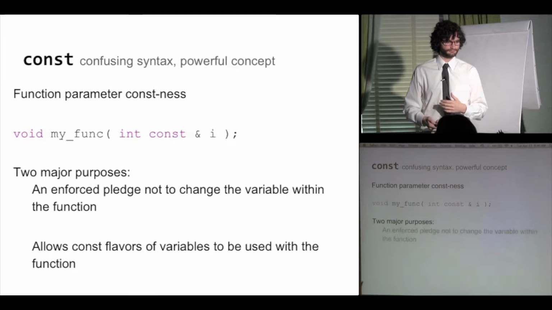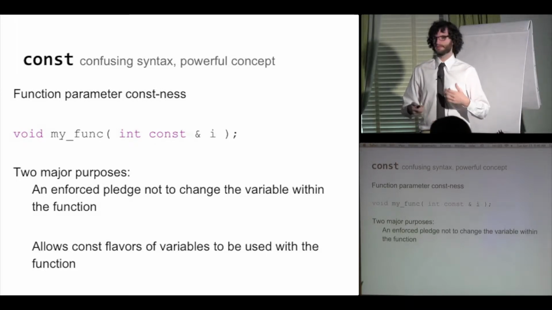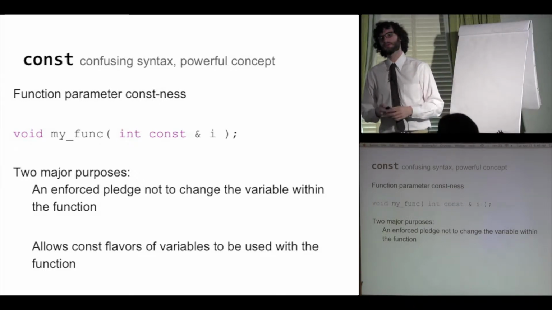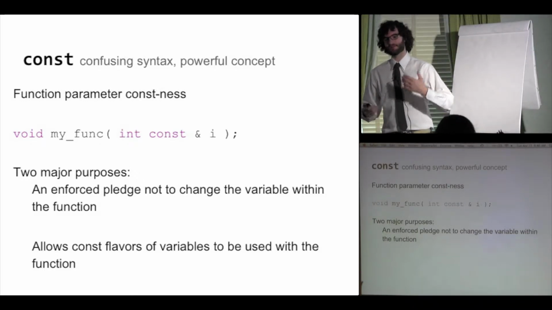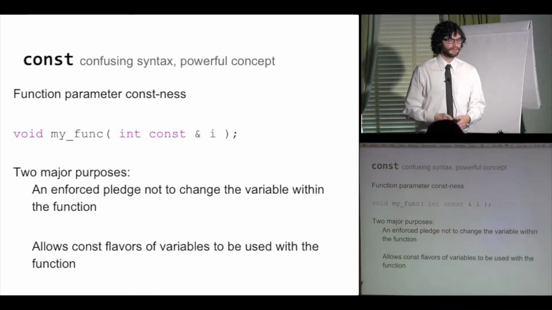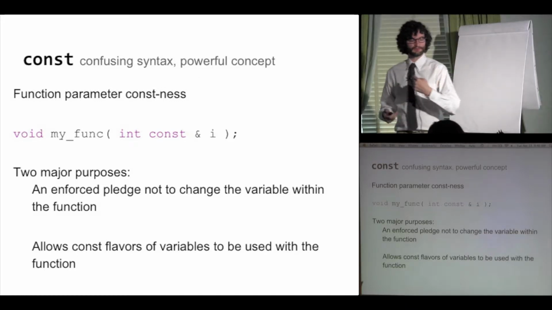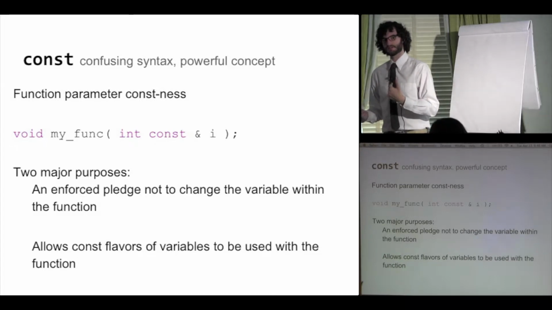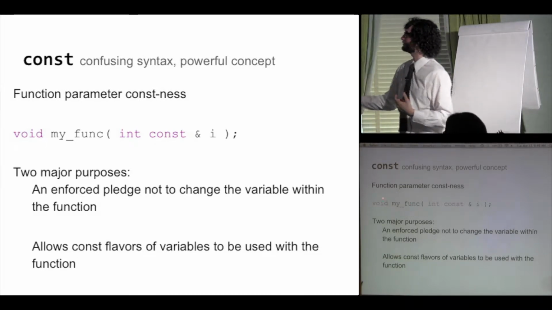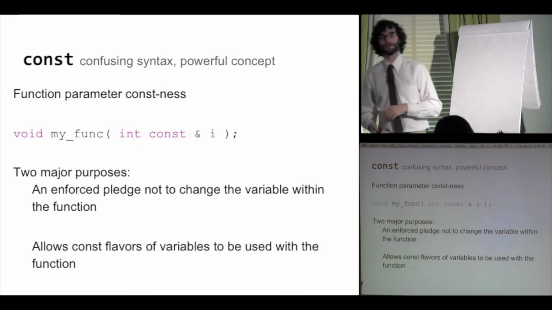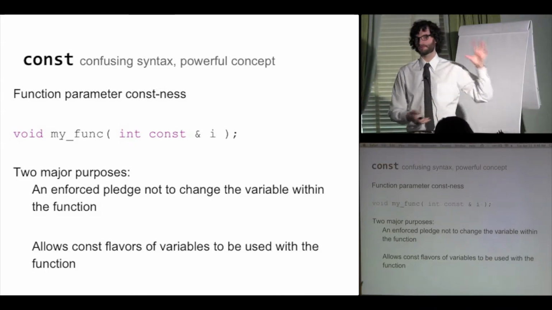These have two major purposes. It's a technically enforced pledge not to change the variable within the function. What I mean by that is that the compiler will not let you change the value of that variable. And it allows const flavors of variables to be used with a function. So if I have a const int, I can't pass it into a function that doesn't take a const int, because there's no guarantee that it's not being changed within there. Those aren't allowed. So those are the two purposes. If you have something that's const, you can continue to use it.